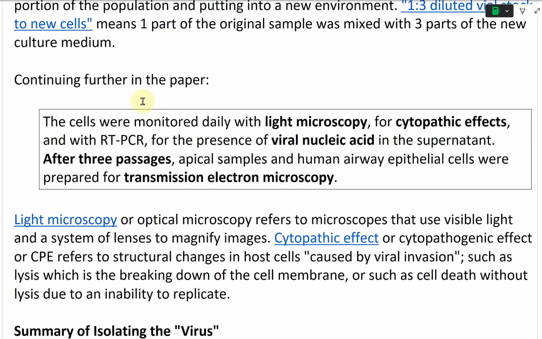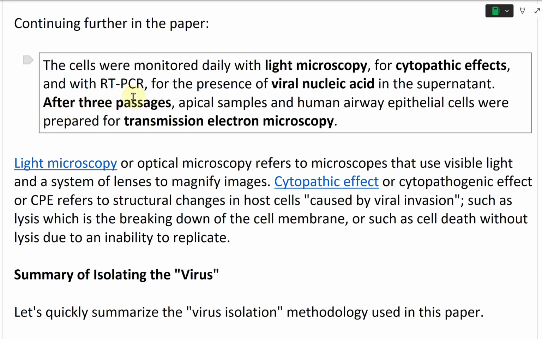All right, continuing further in the paper. So the cells were monitored daily with light microscopy for cytopathic effects and with RT-PCR, or reverse transcription PCR, for the presence of viral nucleic acid in the supernatant. After 3 passages, apical samples and human airway epithelial cells were prepared for transmission electron microscopy. All right, so they grow this 3 times. So you would grow it, then take some out, put it in a new environment, and then grow it, and then take it out, put it in. Do this 3 times total.